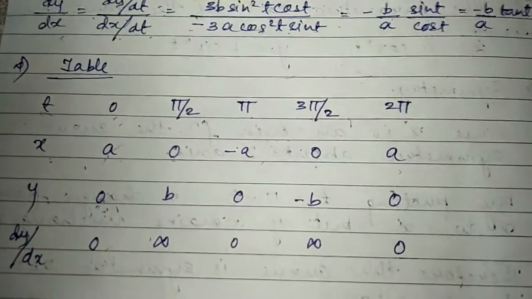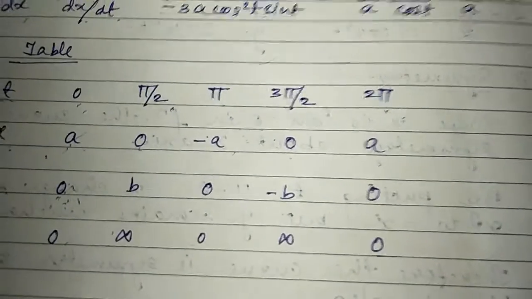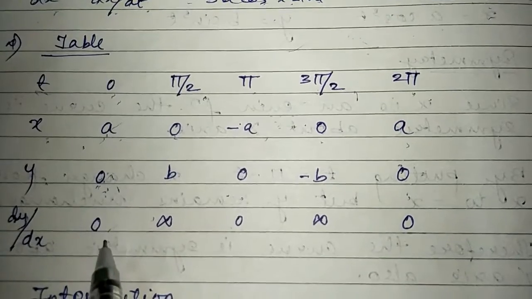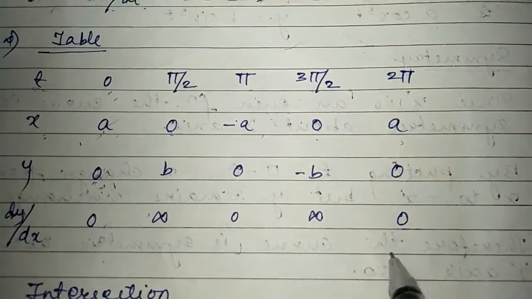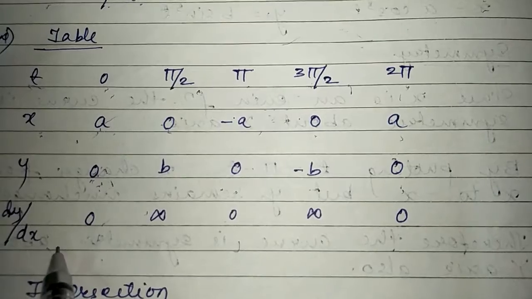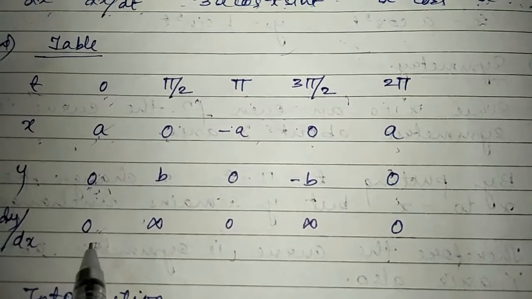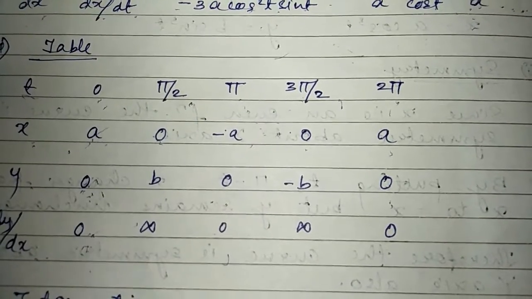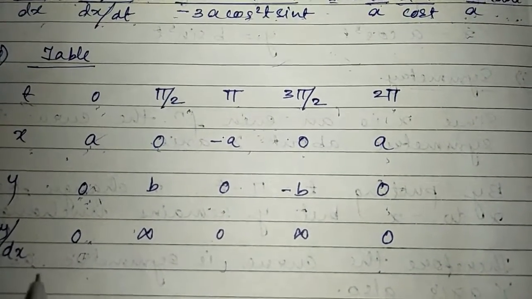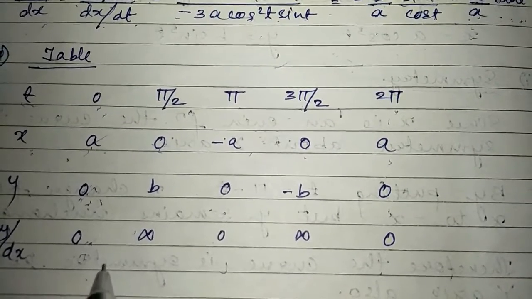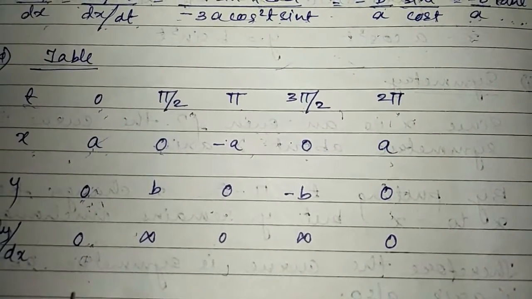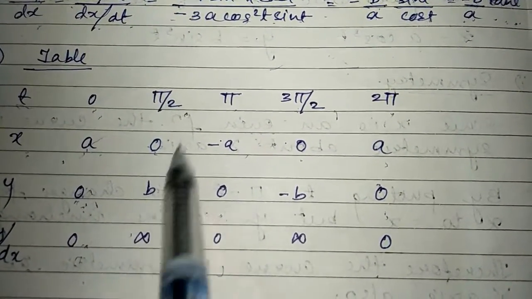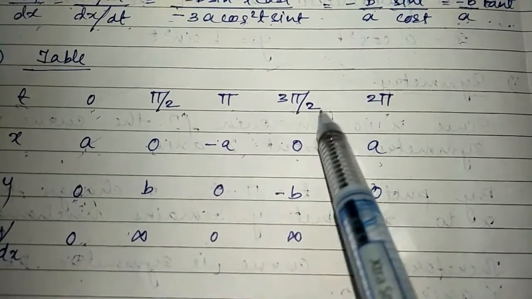Then comes the nature of tangents. So we can see from this table that for t is equal to 0, t is equal to pi and t is equal to 2 pi, the value of dy by dx is 0. That means that at these points we have tangents which are parallel to the x-axis, because we know that when dy by dx is equal to 0, we have a tangent to the curve at that point which is parallel to the x-axis.